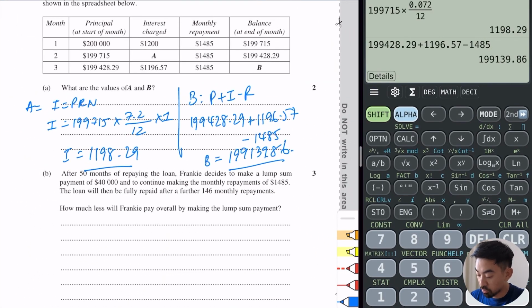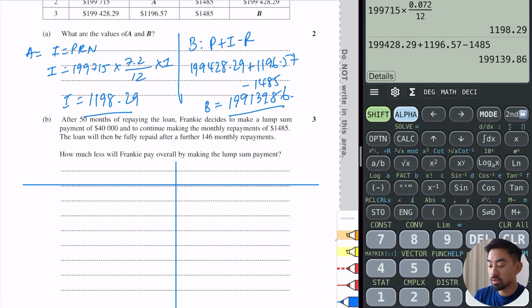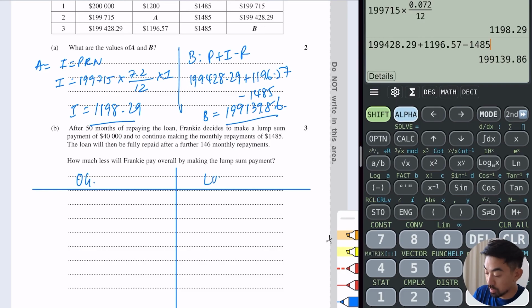Question B. After 50 months of repaying the loan, Frankie decides to make a lump sum payment of $40,000 and to continue making monthly repayments of $14.85. The loan will then be repaid after a further 146 monthly repayments. How much less will Frankie pay overall by this lump sum payment? Okay, so once again, let's make a table. So let's not even worry about the lump sum yet. Let's work out what she would repay over the life of the loan if she just keeps doing what she's doing. So I'm going to call this the original, and I'll call this the lump sum.